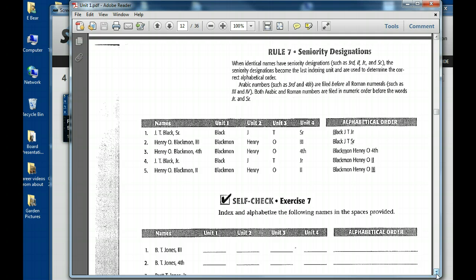When using the words junior or senior to determine which identical name would be first in alphabetical order, we know that J comes before S. So Black J.T. Jr. would come before Black J.T. Sr. If you look at Blackman Henry O., we have Henry the second, third, and fourth. However, second and third are written using Roman numerals. Therefore, Henry Blackman the fourth comes first. Henry Blackman the second and third would follow. Complete self-check exercise number 7.